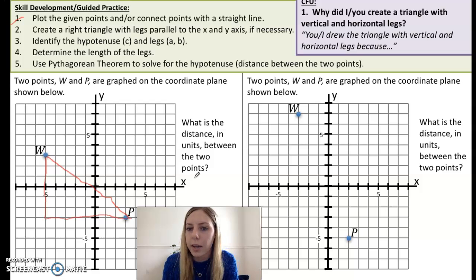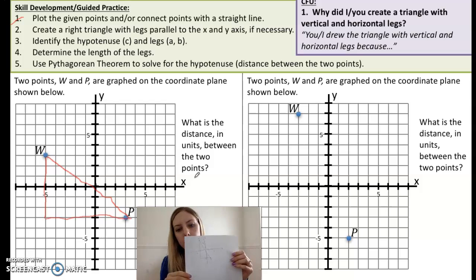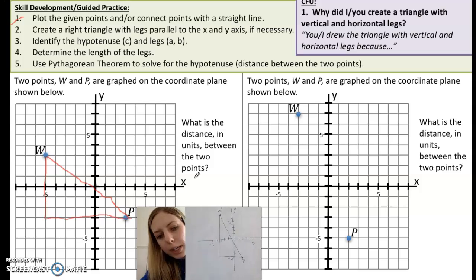Okay, that was enough time for me to do step number 2. Now your paper should have a right triangle on it like this.